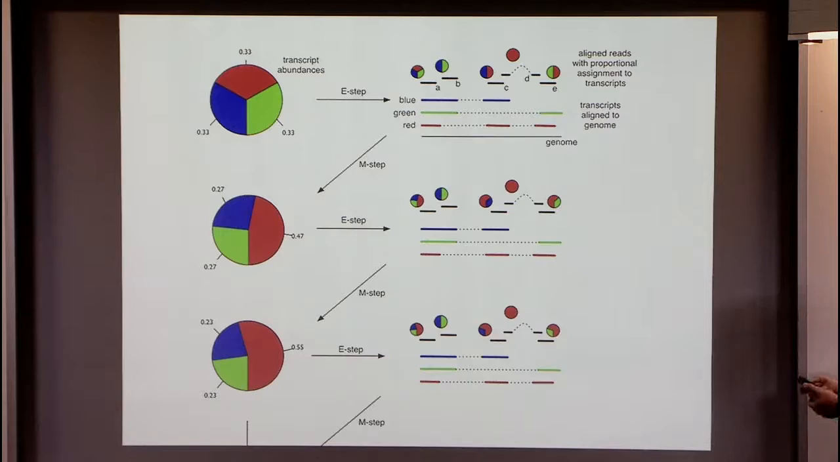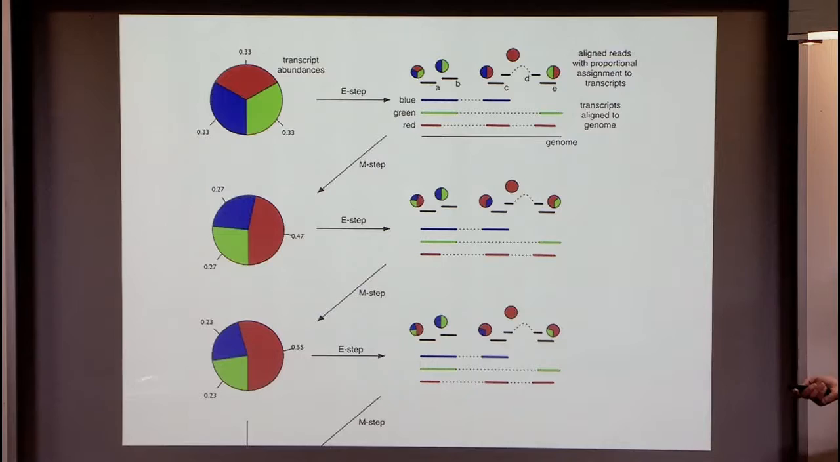You start out assuming that your targets have equal frequency. What you'd like to do with these ambiguously mapping sequences is give them a probability of being from blue or green and so on. If you knew the actual abundances, you could declare the probability right off the bat. If red is twice as abundant as blue and you see a read that's ambiguous between the two, it's twice as likely to come from red. But you don't know that, so you start off guessing that they're equal abundance.